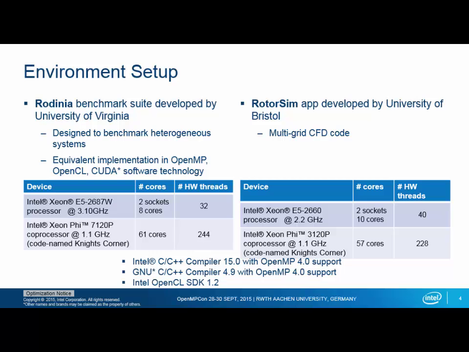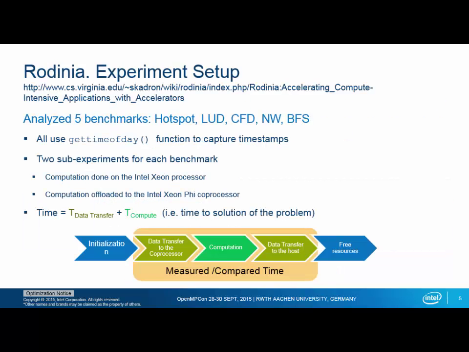So we started with the Rodinia benchmark suite. It's a benchmark suite developed by the University of Virginia, and it has equivalent implementations in three programming models: OpenMP, OpenCL, and CUDA. We were interested in only two of them. After that, we worked with RotorSim, developed by the University of Bristol. It's a multi-grid computational fluid dynamics code that simulates the work of helicopters. So now let's start with the Rodinia experiment.